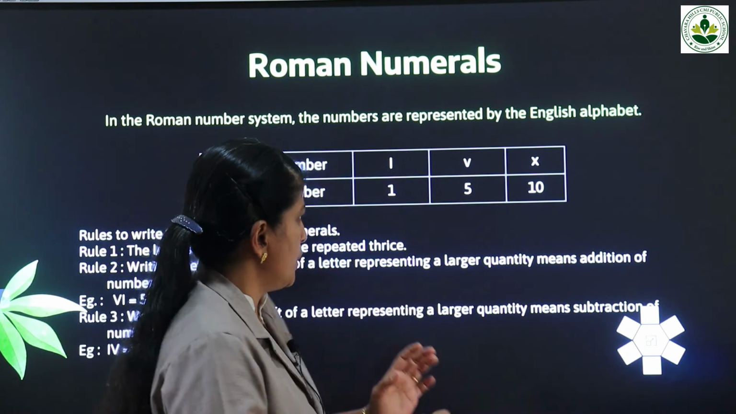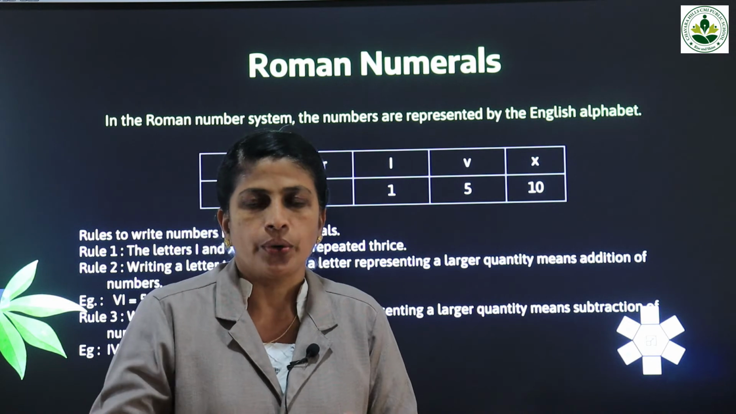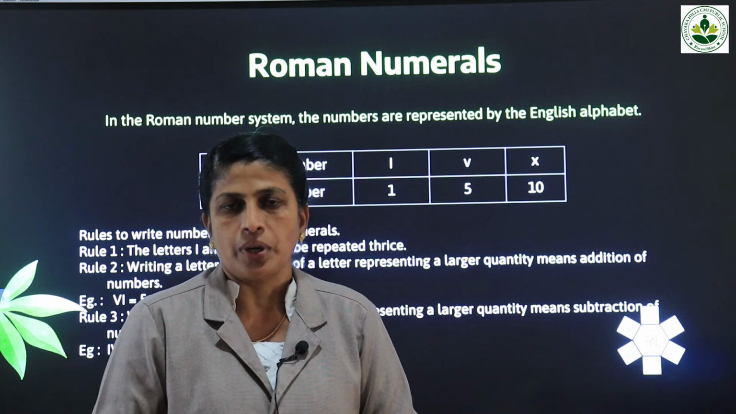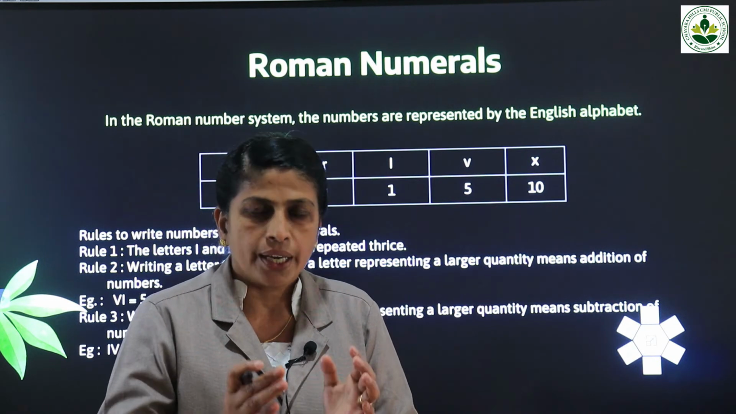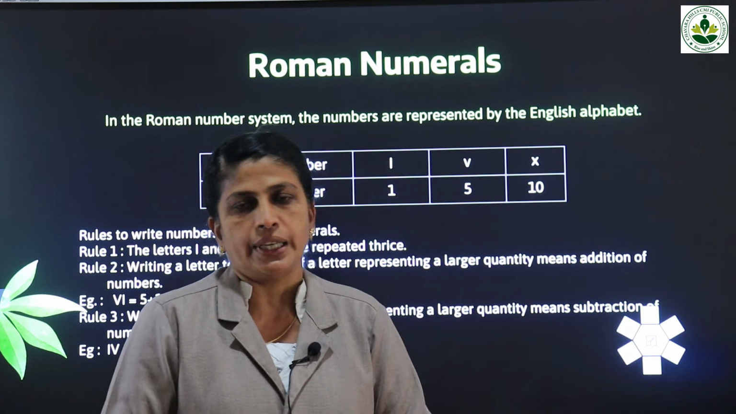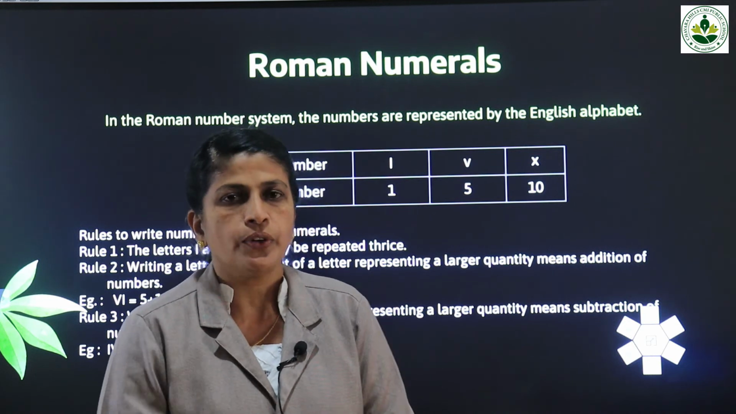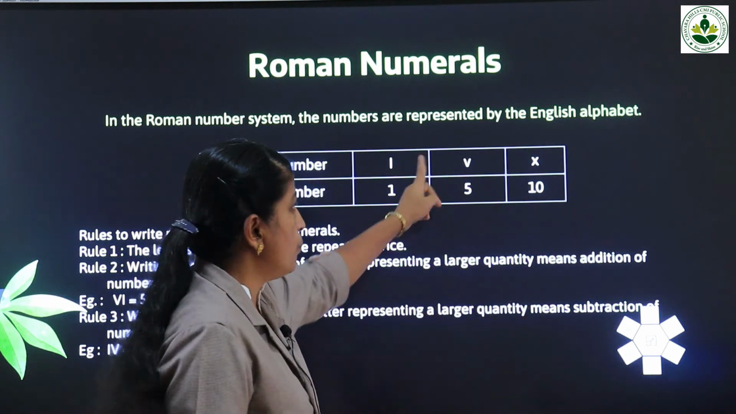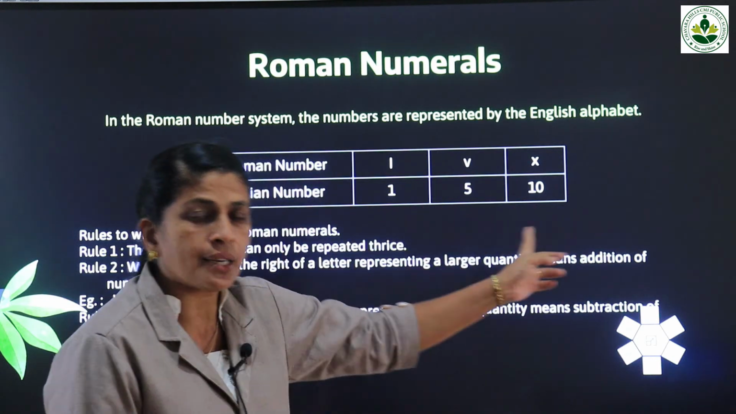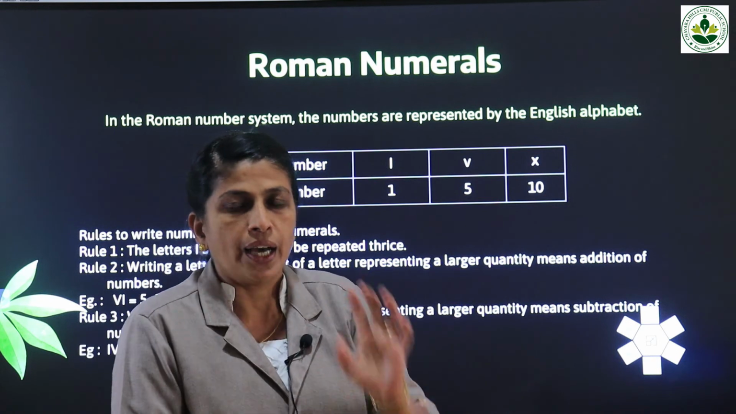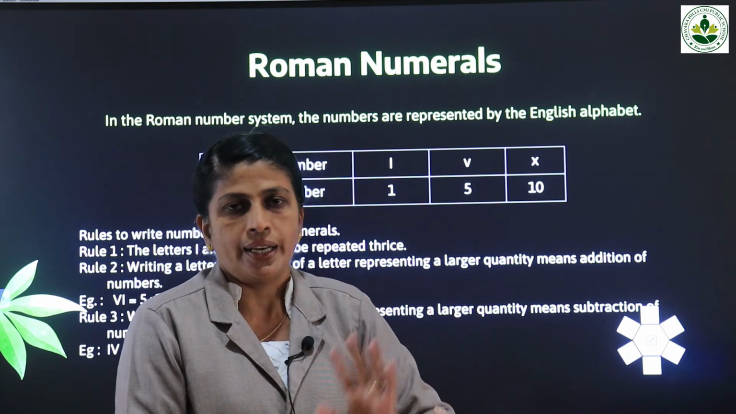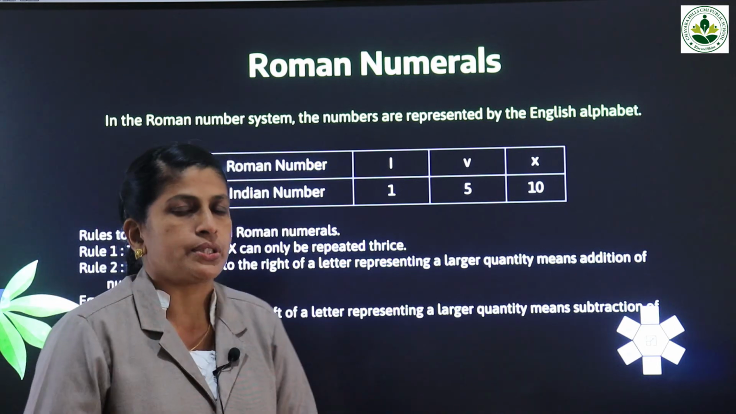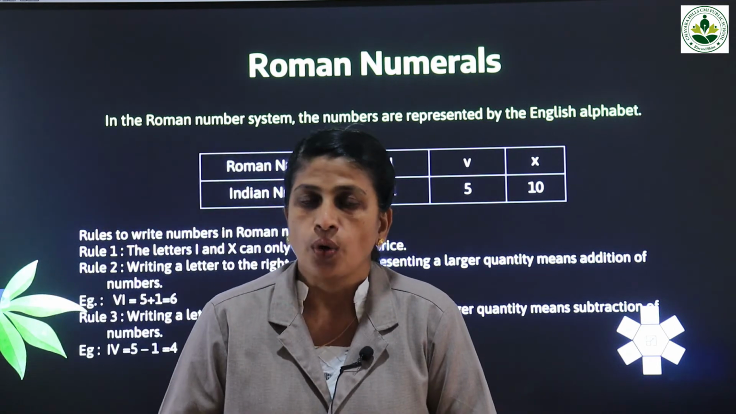Okay. Now, in this class, you are going to study only numbers up to 39. We need to study how to write numbers as Roman numerals up to 39 only. For that, we need only these 3 letters: I, V and X. By using these 3 letters, we can write any number up to 39. There are some rules to write numbers in Roman numerals.